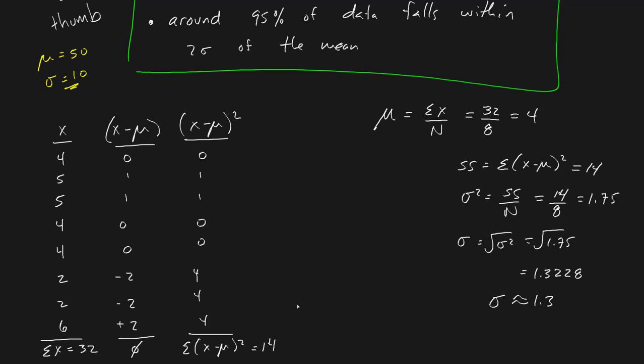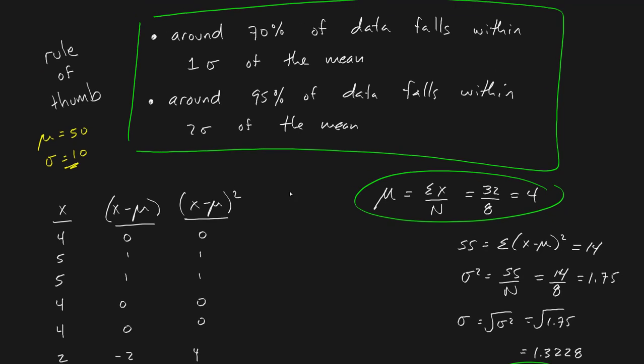Okay, so now we do have everything we need. We know that the mean is 4 and the standard deviation is 1.3. What I should find is that 70% of my scores, according to my rule, let's go back up and have a look at the rule, 70% of my data falls within 1 standard deviation of the mean. So that means that if I did the mean minus a standard deviation, and I went all the way up to the mean plus 1 standard deviation, I should find 70% of my observations fall within this range.